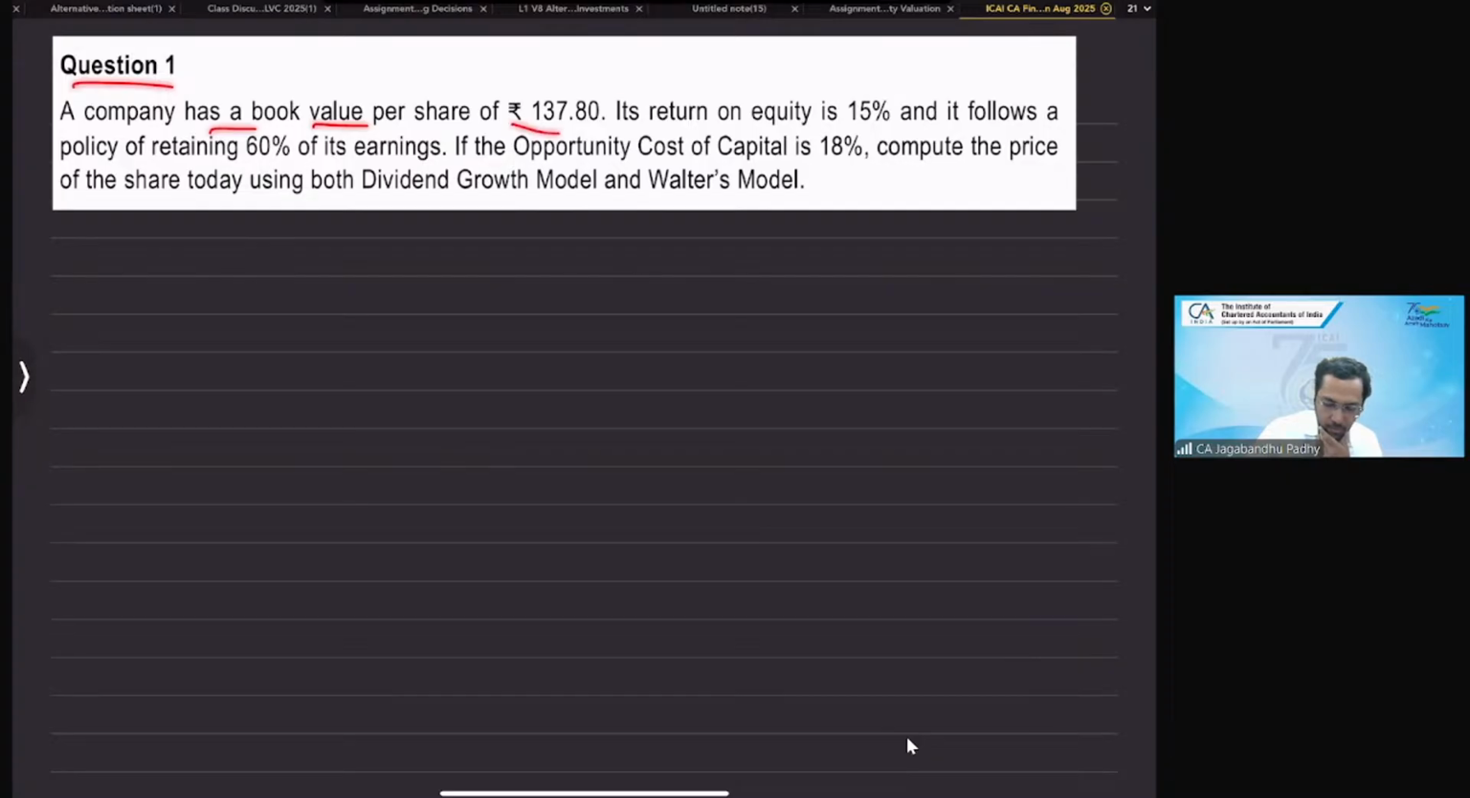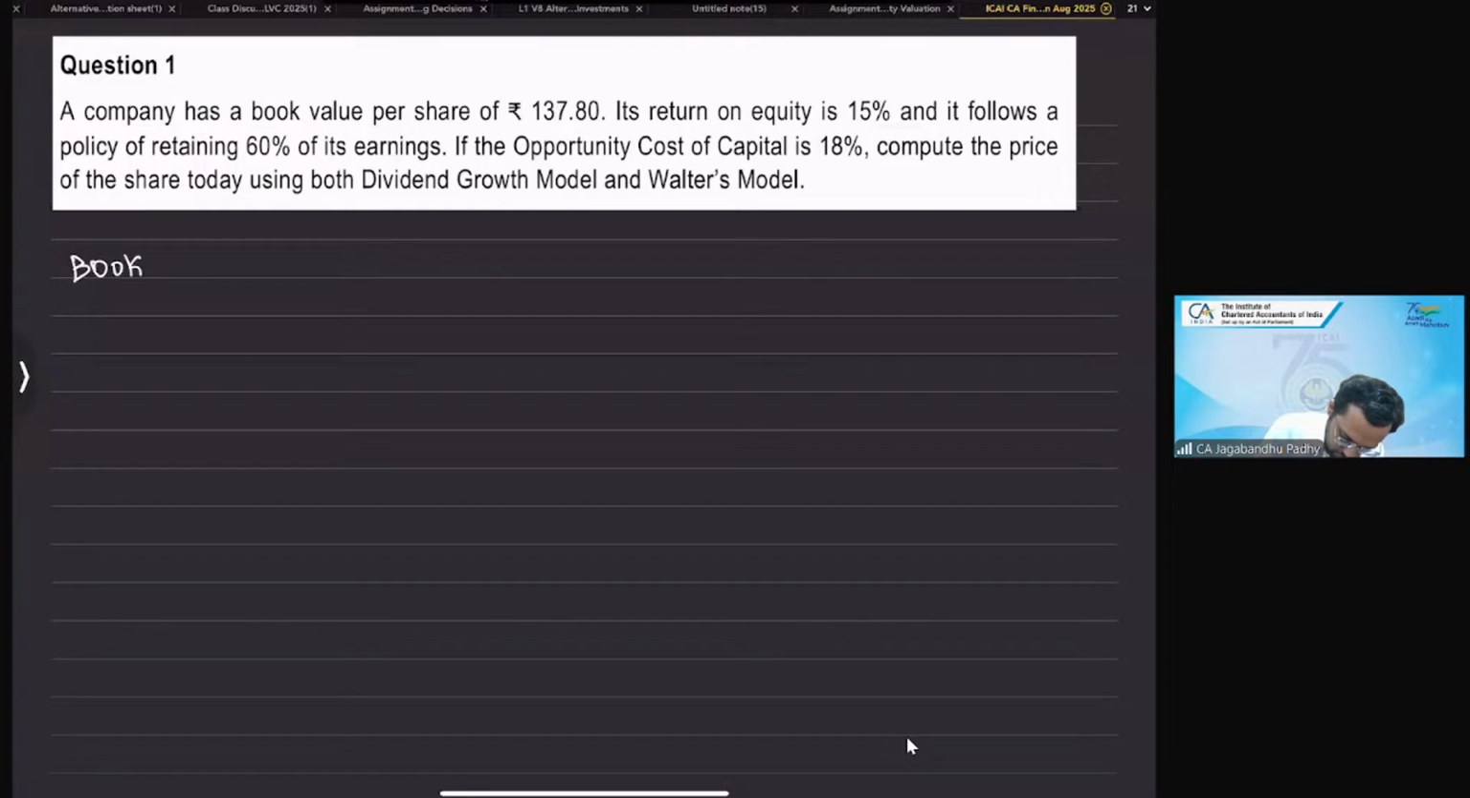Okay, a company has a book value per share of 137.8. So we have book value per share is 137.8. Its return on equity is 15%. Return on equity is going to be 15%.